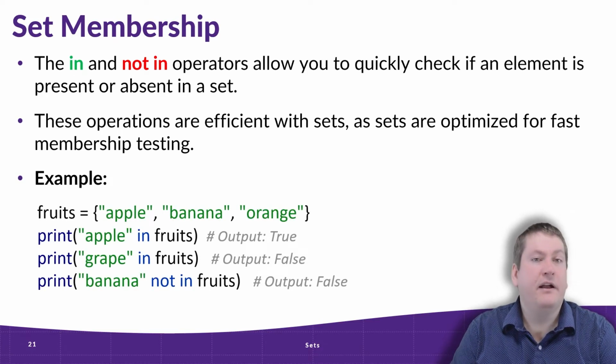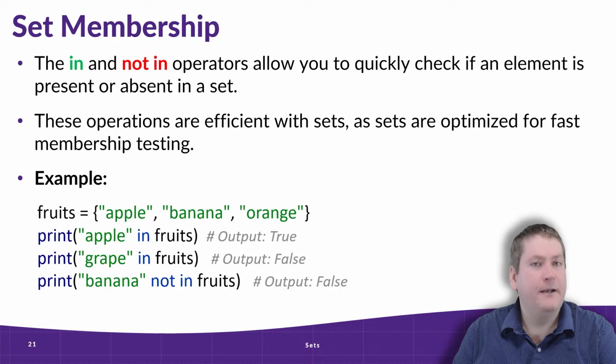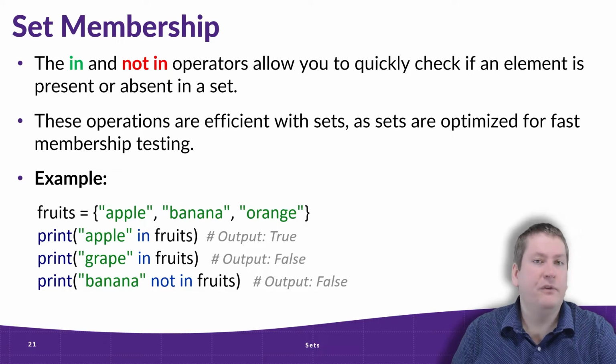Here again, we're using a set that's called fruits, and it's going to contain some strings that represent different fruits. In this case, the set is going to have the elements apple, banana, and orange. The next three lines are print lines, and they all use the in operator to output true or false, depending on if this element is in or not in the set. The first print line is checking if apple is in fruits. In this case, apple is in the fruit set, so we would get an output of true.